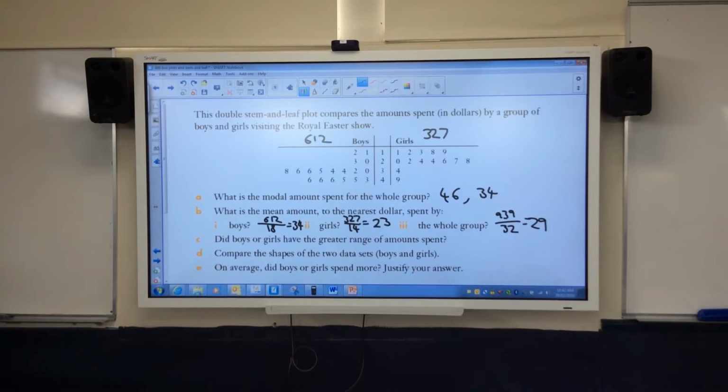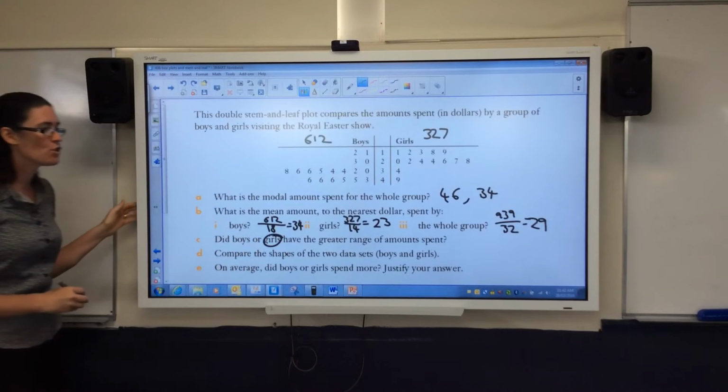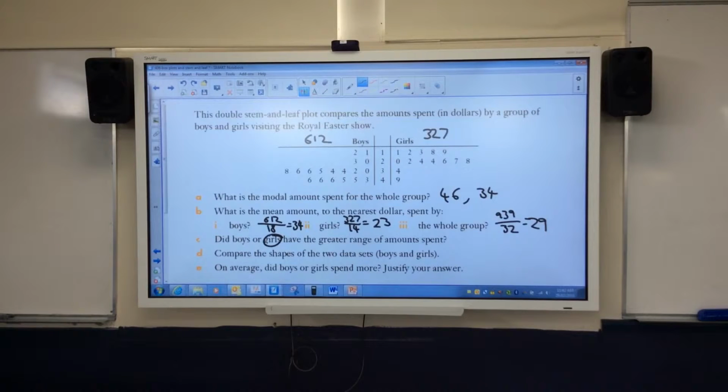Okay, do the boys or the girls have a greater range? Looking at the data there, the girls had a greater range of 49 to 11, because boys were 46 to 11. So girls had a greater range.